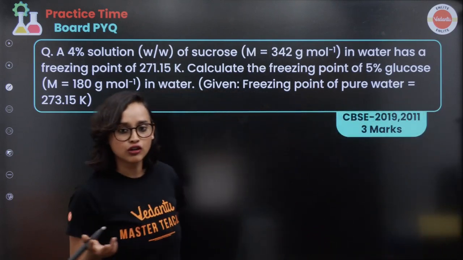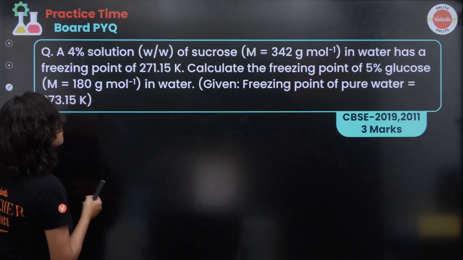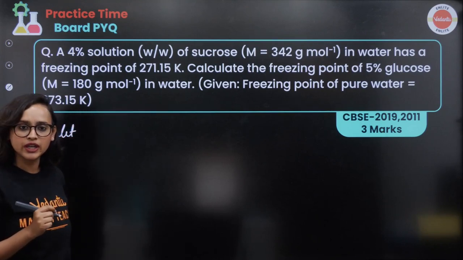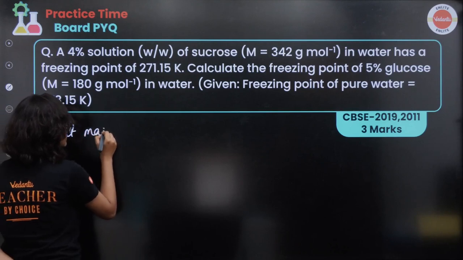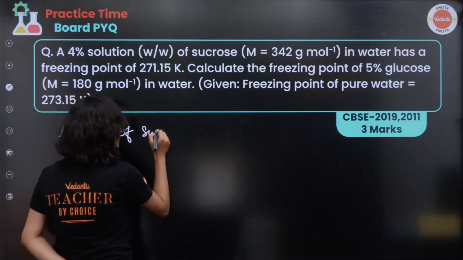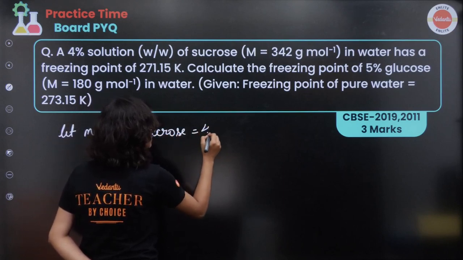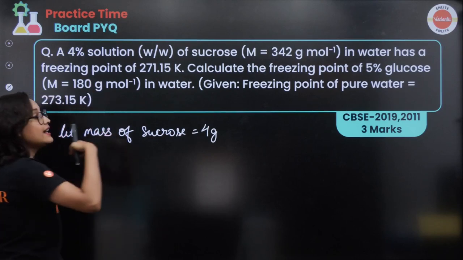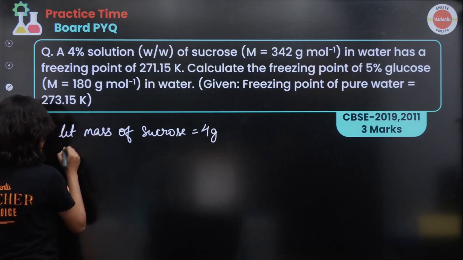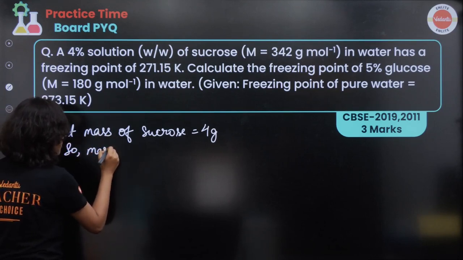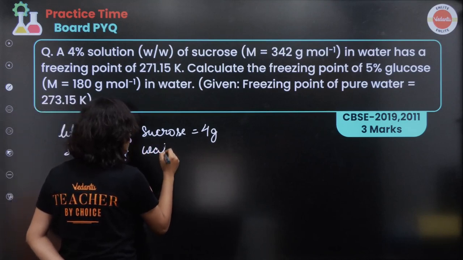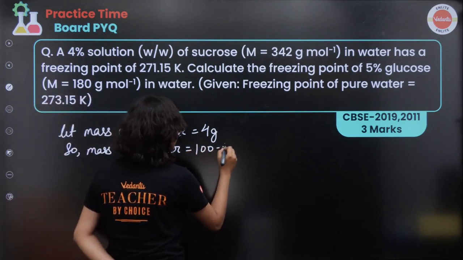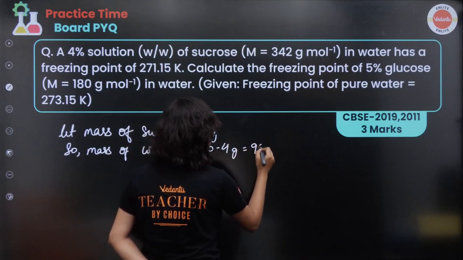So, mass of sucrose is given to us. Let's find it out. Let mass of sucrose be 4 gram. So that means that mass of water will be how much? 100 minus 4, 96 gram. So mass of water is equal to 100 minus 4 gram, which is equal to 96 gram.